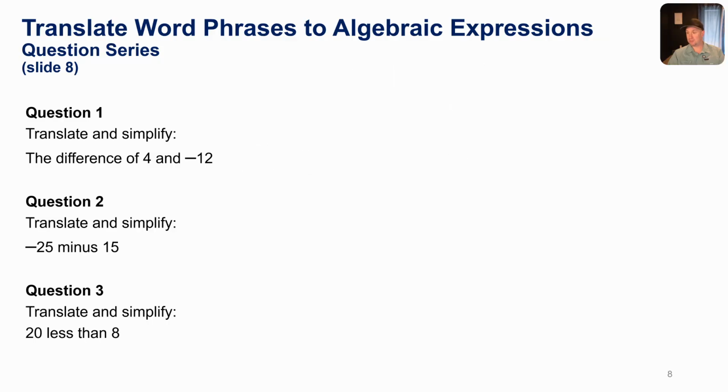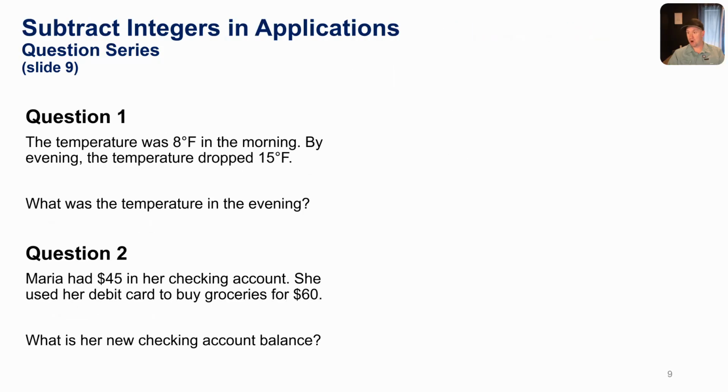Let's now look at some questions that are applied subtraction of integer problems, or word problems, in other words. So the first question here: the temperature was 8 degrees Fahrenheit in the morning. By evening, the temperature dropped 15 degrees Fahrenheit. What was the temperature in the evening? Since this is a thermometer type problem, thermometers are often drawn with a vertical number line. So I'll have a vertical number line here.